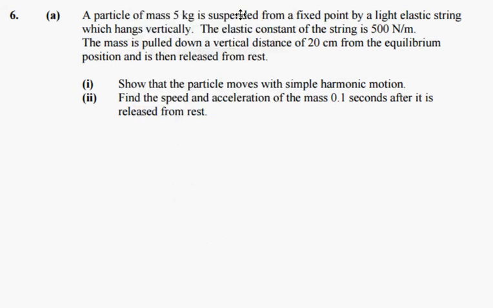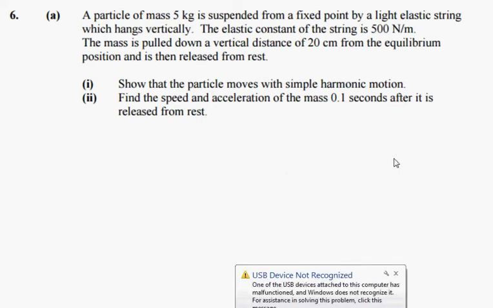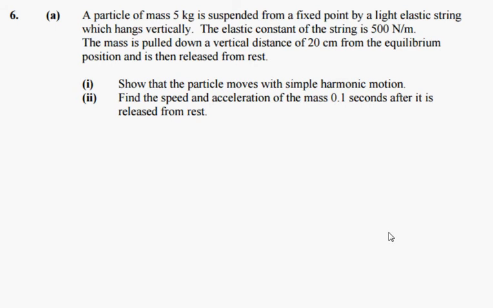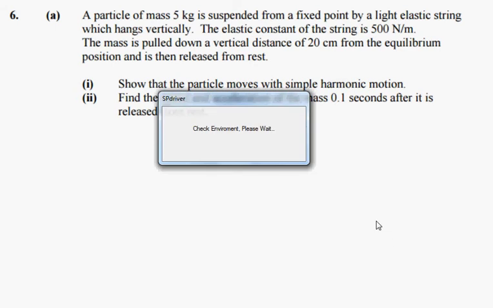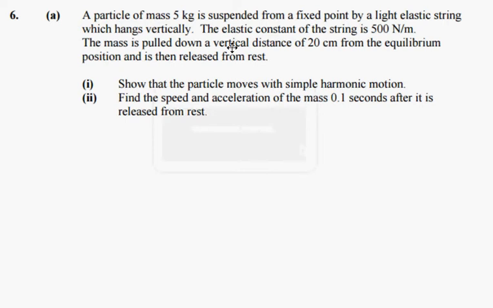A particle of mass 5 kilograms is suspended by a light elastic string which hangs vertically. The elastic constant of the string is 500 newtons per meter. The mass is pulled down a vertical distance of 20 centimeters from the equilibrium position, then released from rest. Show that the particle moves with simple harmonic motion.